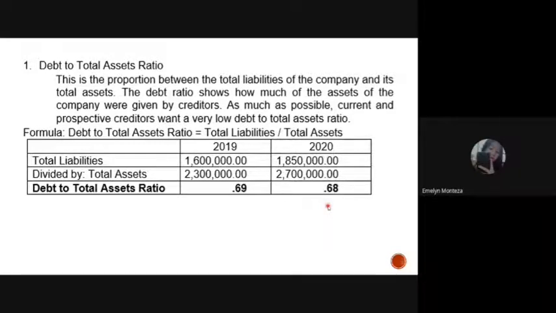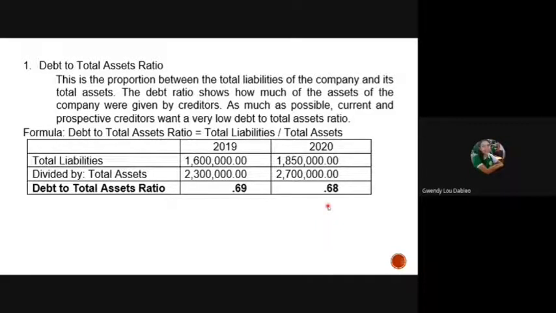Yes, ma'am. Debt to total asset ratio. This is the proportion between the total liabilities of the company and its total asset. The debt ratio shows how much of the asset of the company were given by creditors. As much as possible, current and prospective creditors want a very low debt to total asset ratio. Formula: debt to total asset ratio equals total liabilities divided by total assets.